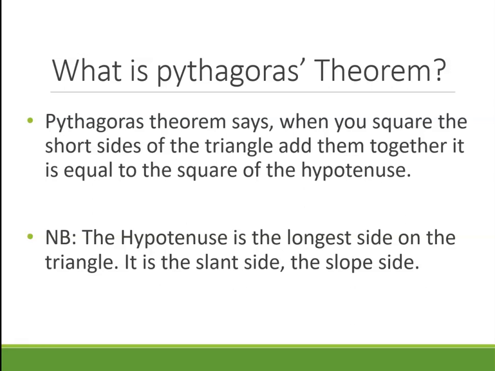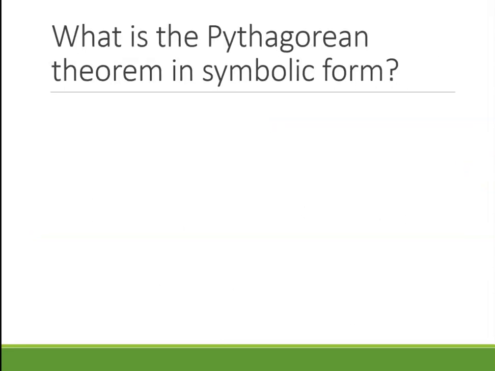Pythagoras' theorem says that when you square the short sides of the triangle and add them together, it is equal to the square of the hypotenuse. So if you observe in the previous triangle, when we counted, we got one length to be 4, and when we counted the squares, we got 16. And the other short side was 3, and when we counted the squares, we got 9. And the longest side, the hypotenuse, the length of it was 5, and when we counted the squares, we got 25. And 16 plus 9 is equal to 25.